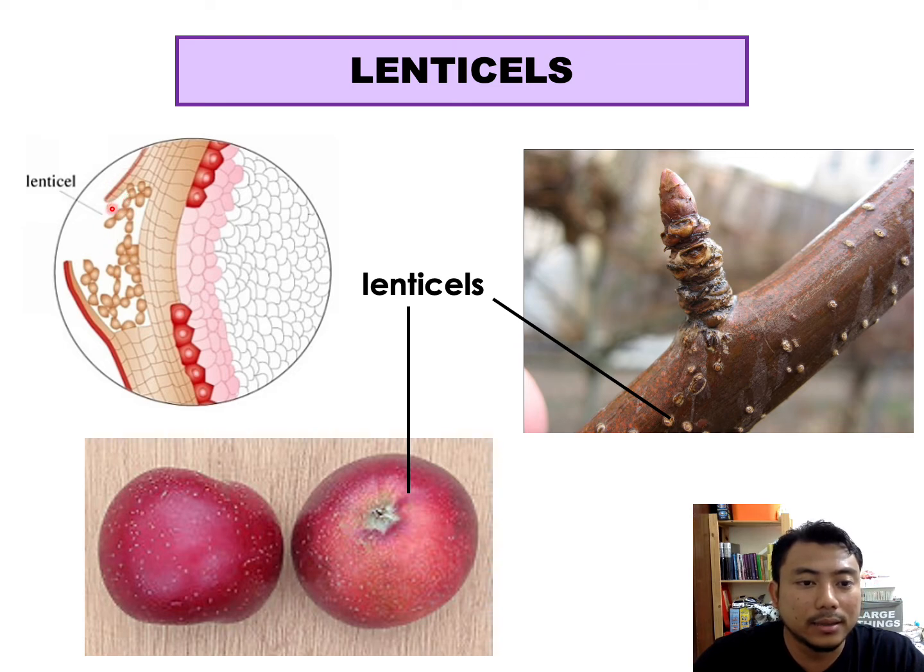Dia adalah bahagian yang terbuka macam ni. It allows gas exchange, meaning CO2 can enter and oxygen can come out, or on the other hand, oxygen may enter and CO2 may come out as well, because don't forget, plants also carry out the process of respiration. So aside from photosynthesis, plants also carry out respiration.